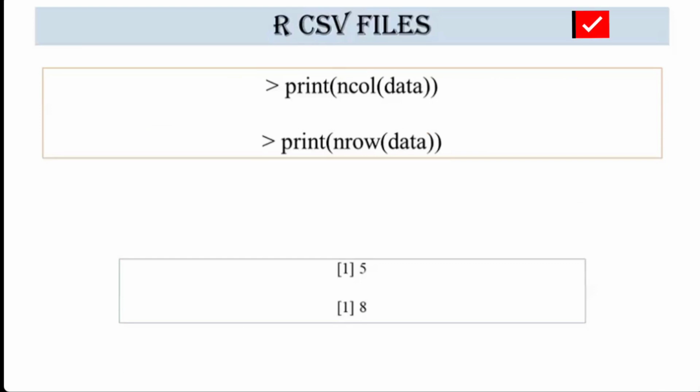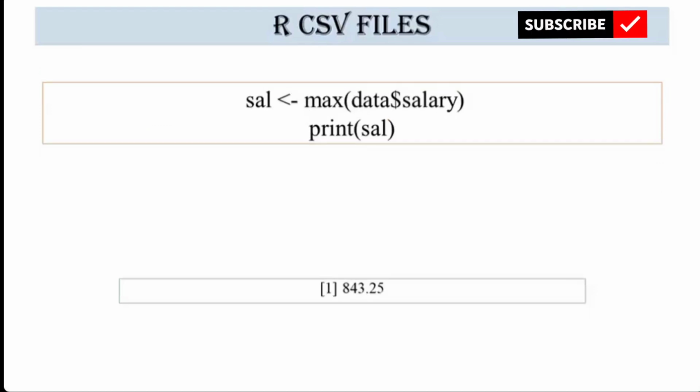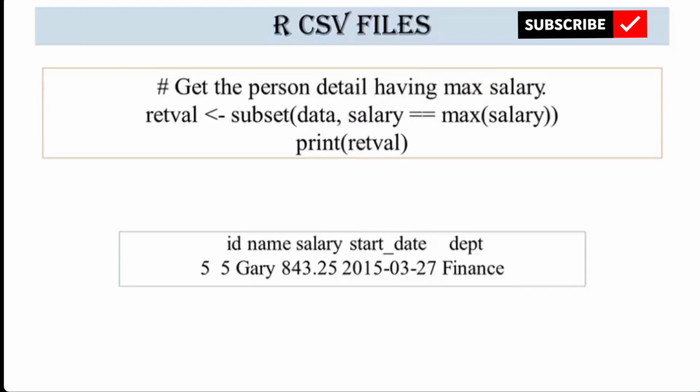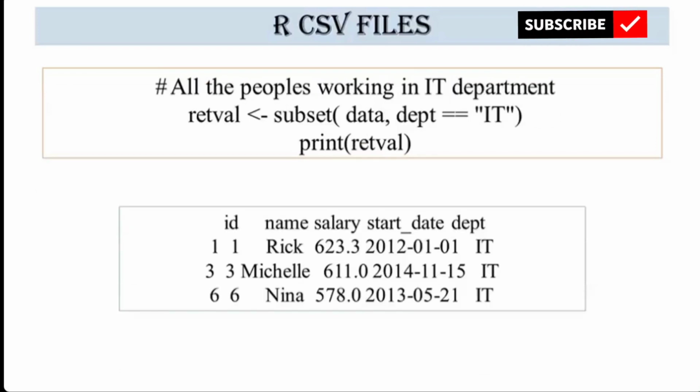In that we can access the data also, like how many columns are there, how many rows are there in the data, what is the maximum salary from the data, if I know the different vector variables which I have created. Likewise I can get the maximum salary from the data. If I want the details of the person having the maximum salary, I can use the command subset from the data, salary equal to max salary. When I print the respective variable, I will get the person having the maximum salary.